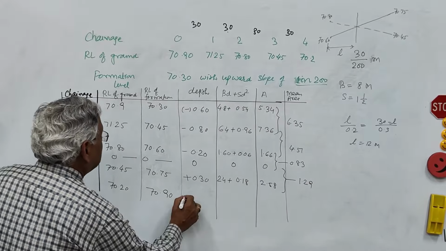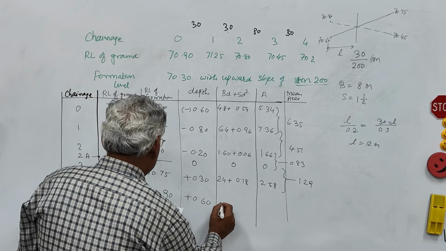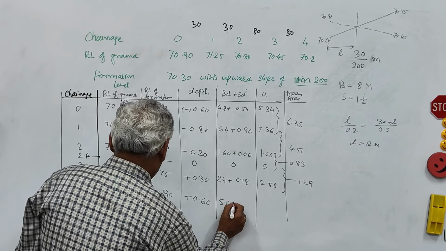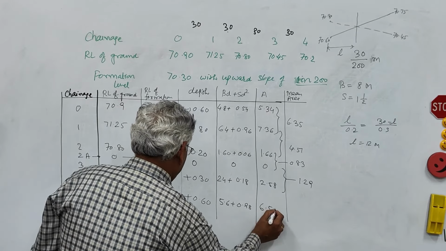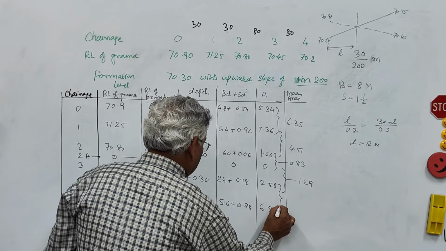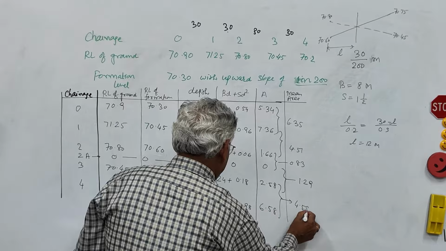Next is plus 0.60 and this value is 5.6 plus 0.98. So this is 6.58 and you take the average of these values. This is 4.58.